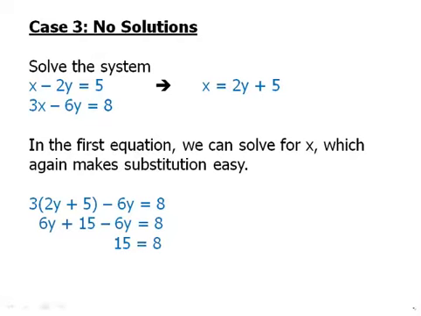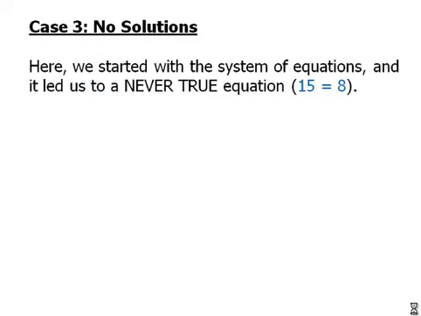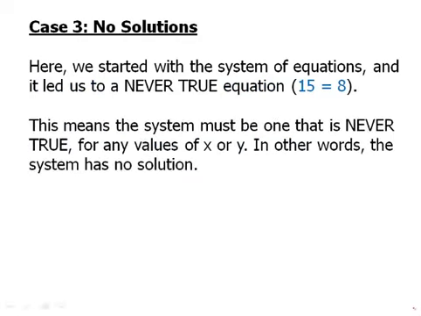Again, all the variables have dropped out, but now we have something that is patently false. It is never true that 15 equals 8. We've run into a contradiction. Here we started with the system of equations and it led us to a never true equation. This means that the system of equations must be never true. In other words, there are no possible values of x and y that we could pick that would allow us to say that 15 equals 8 is a true statement. So the system does not work for any values of x and y, and there is no solution.